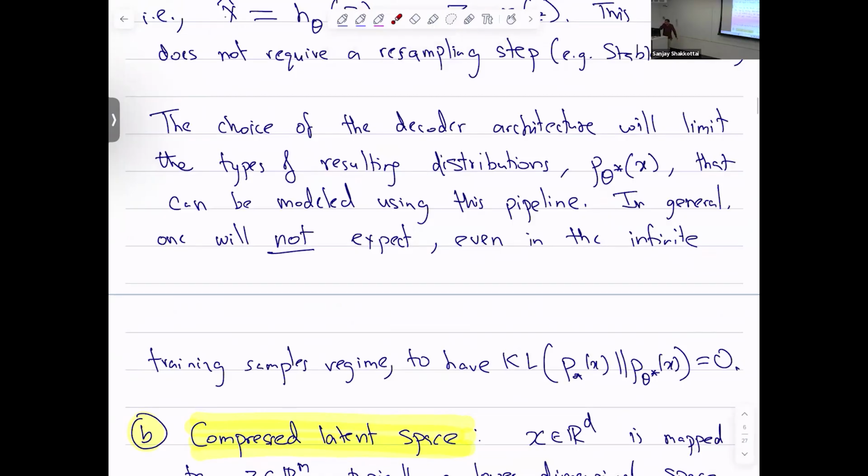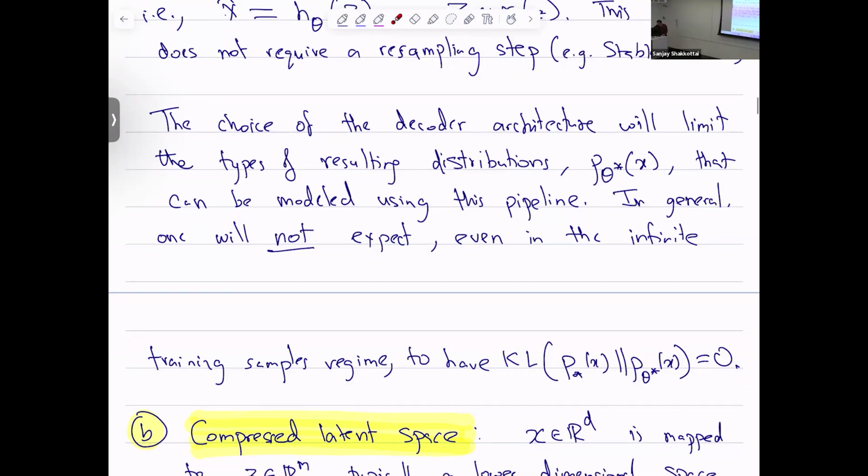And the choice of the decoding architecture will, of course, limit the types of resulting p theta star you can model. It may not even be possible to have the KL divergence between p star, the ground truth distribution, and the trained one be equal to 0, even in an infinite sample setting. How you parameterize this is going to allow certain things and not allow certain other things.